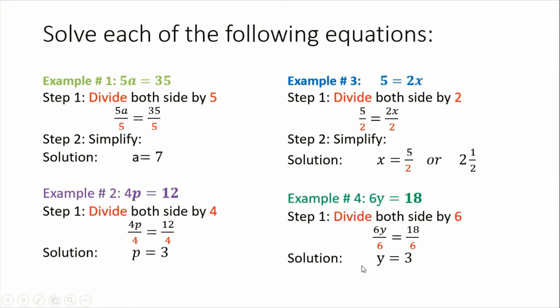Then what are you going to do? You're going to simplify, and that will give you a solution. So note, 6 divided by 6 is 1, and 1 times y will give you y. And 18 divided by 6 will just give you 3. Let's do a quick check. If we replace y with the value of 3 in the original problem, we'll end up with 6 times 3. That will give us 18. So therefore, our answer is correct.